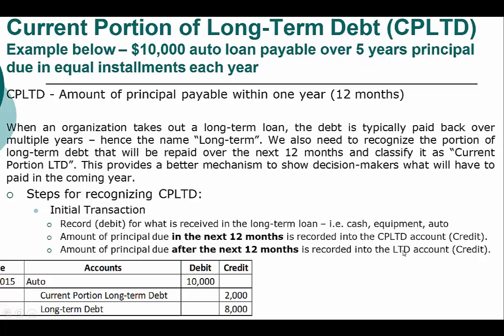As far as a journal entry, this is what it would look like. If we did this at the beginning of the year, 1/1/2015, we create the auto account for the amount purchased, $10,000. That's our cost on the auto. We owe $10,000 in total, but the current portion due within the next 12 months is $2,000. The long-term portion is $8,000. That's our recording. When we post this to our general ledger T accounts, our debt is $10,000 in total, part current, part long-term, and we have $10,000 on the auto. That's the initial transaction.